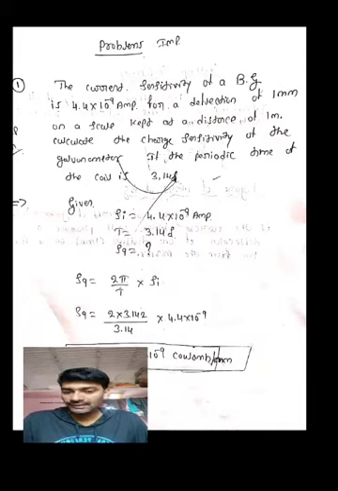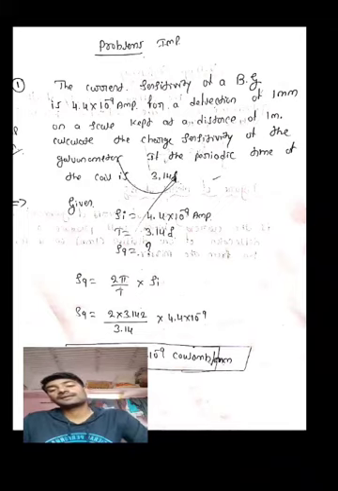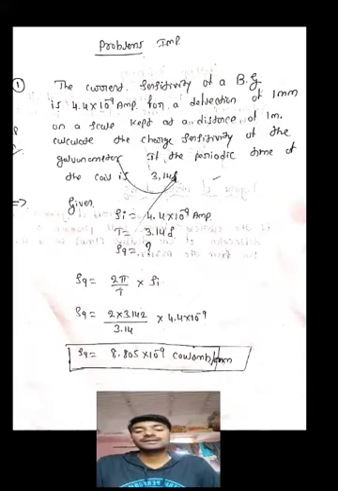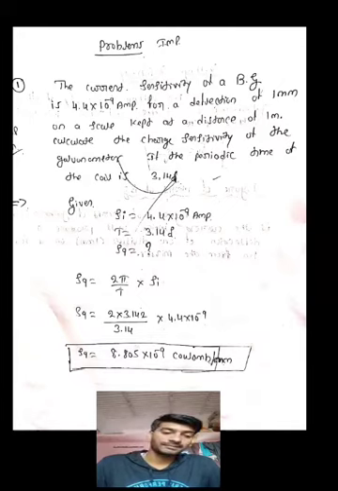SQ equal to 2 pi by T into SI. It means the charge sensitivity equals 2 pi by T into current sensitivity, and they are given the T and current sensitivity. We have to substitute the values in this equation. What do we get? SQ equal to 2 into pi, that is 3.142, divided by the time, that is 3.14214, and SI equal to 4.4 into 10 raised to minus 9. The final answer is 8.805 into 10 raised to minus 9 coulomb per mm. So we have to calculate this one.